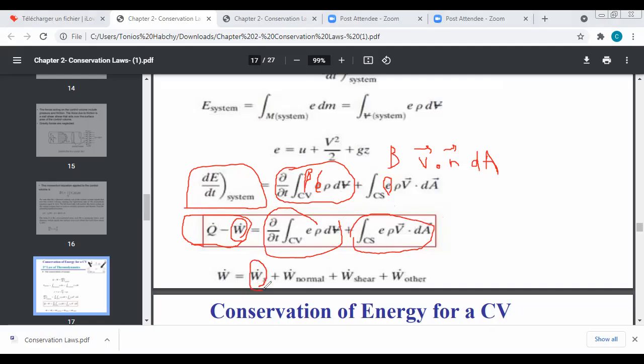So if you have a compressor, let's say, or a turbine, you have the shaft work. You have the work of pressure forces, which is called W normal. You have the rate of work of shear forces, which are in general frictional forces, and you might have any other source of work. Here again, for our applications, we consider compressors, turbines, and pipes. So in general, the three main types of rate of work will be shear, normal, and shaft work. These are the three terms that we'll consider in our study.